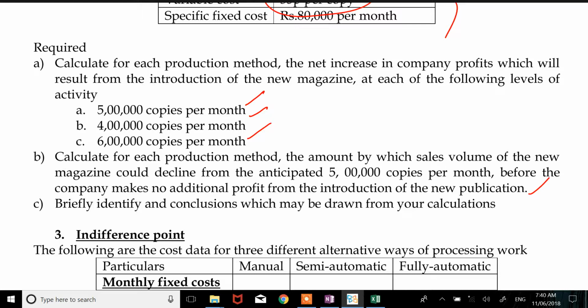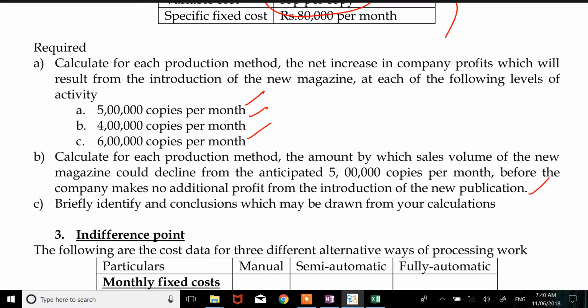Technically they have asked for margin of safety. They have said calculate for each production method the amount by which the sales volume could decline before the company makes no additional profit. No additional profit means break-even point. So they are asking us to calculate break-even point. With the help of break-even point, I'll calculate margin of safety. They are saying how much can the sales decline from 5 lakh? Break-even point will tell you the level at which you make zero profit, zero loss. So 5 lakh minus the break-even point is the requirement of the question, technically called margin of safety.